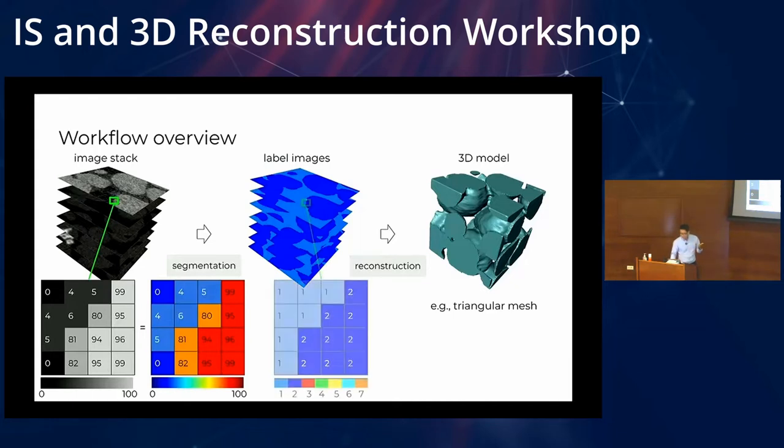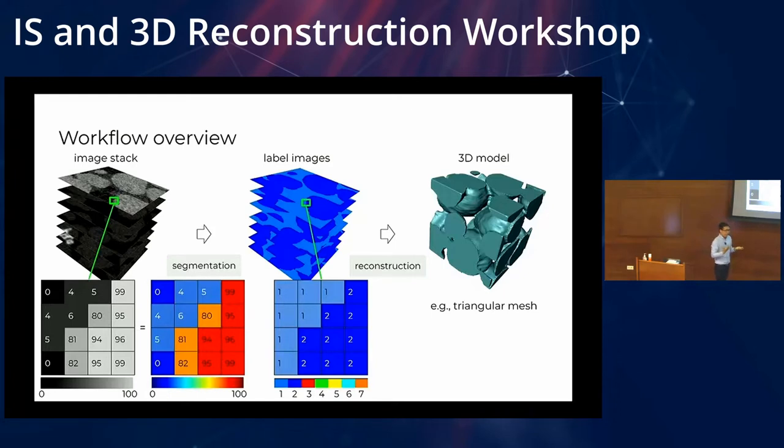Now, our goal in segmentation is to come up with an image that looks like this. For every pixel, you want to assign a numeric value, and this numeric value corresponds to a material or an object. So in this example, let's say 1 corresponds to air, and 2 corresponds to sand. Our goal is to go from here to there, and then once you have that, you can do your analysis there.